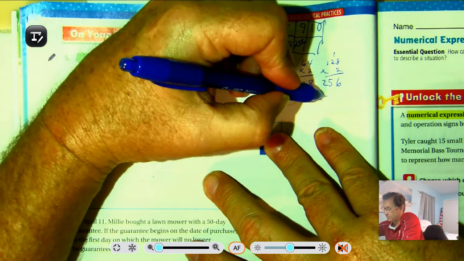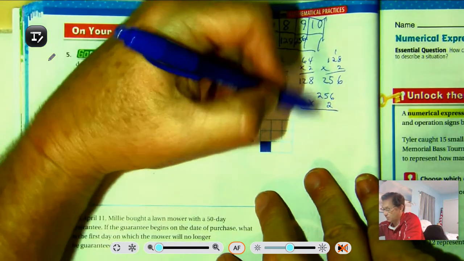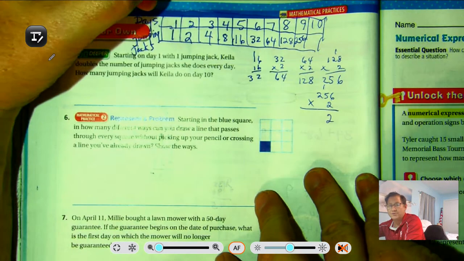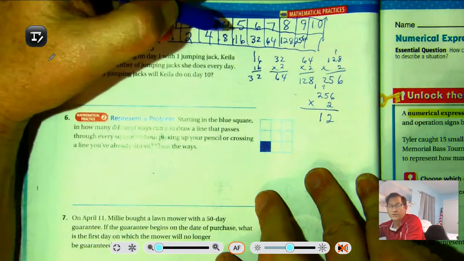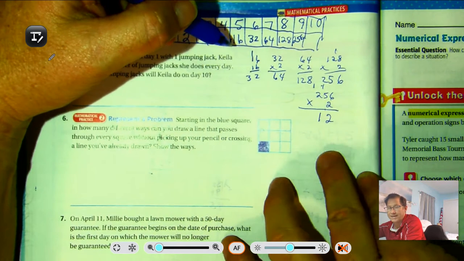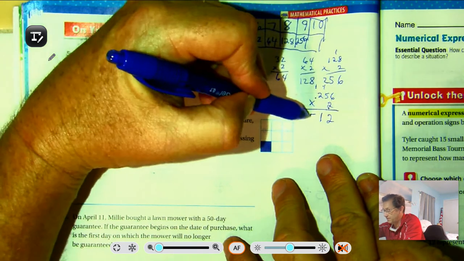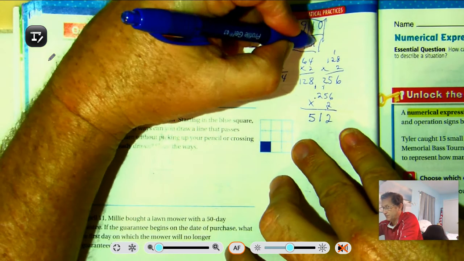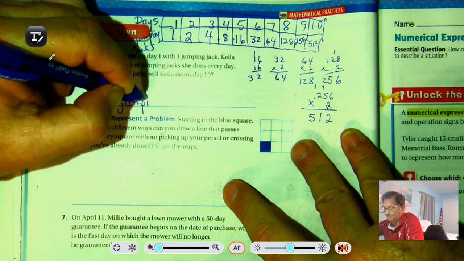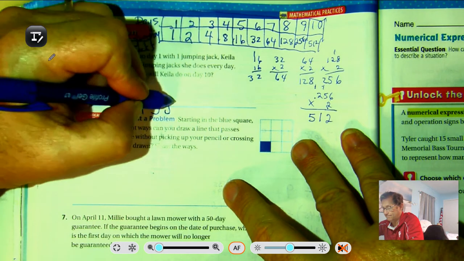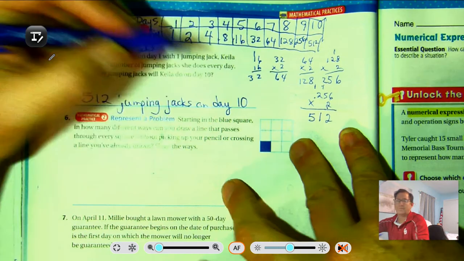And so day 10 would be 256 times 2. So 2 times 6 is 12, regroup that as 10 and 2 ones. 2 times 5 is 10, plus the regrouped 10 is 11 tens. Regroup that as 100 and 10. 2 times 200 is 400, plus 1 more is 500. So 512 jumping jacks on day 10. Okay.